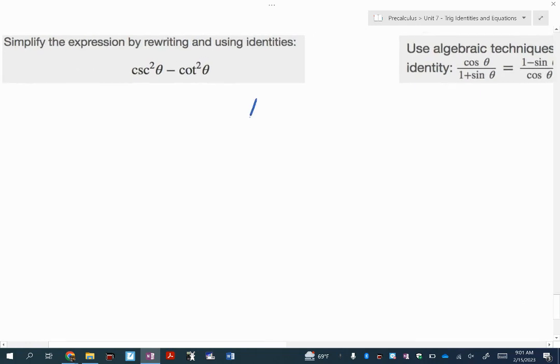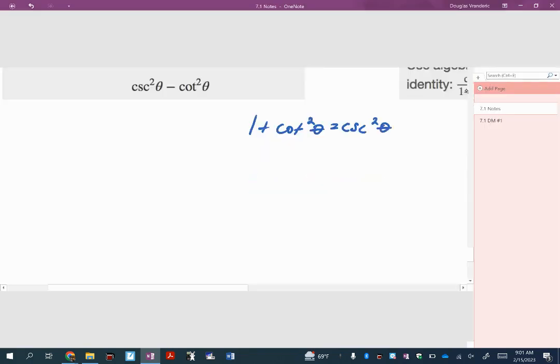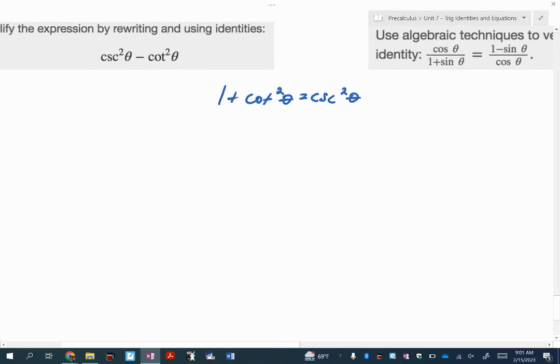The one I'm thinking of is 1 plus cotangent squared theta equals cosecant squared theta. So is there a way algebraically I can manipulate this to make it look like what I'm given?